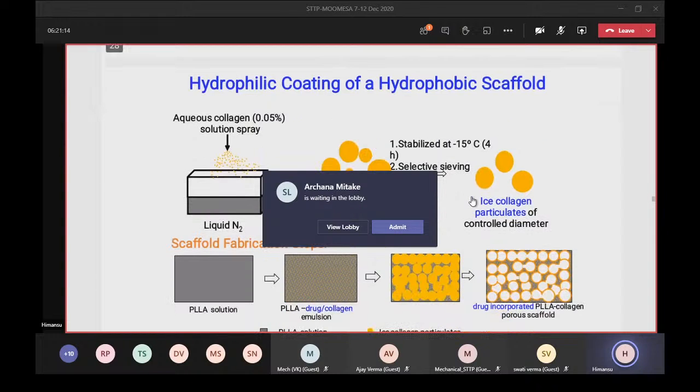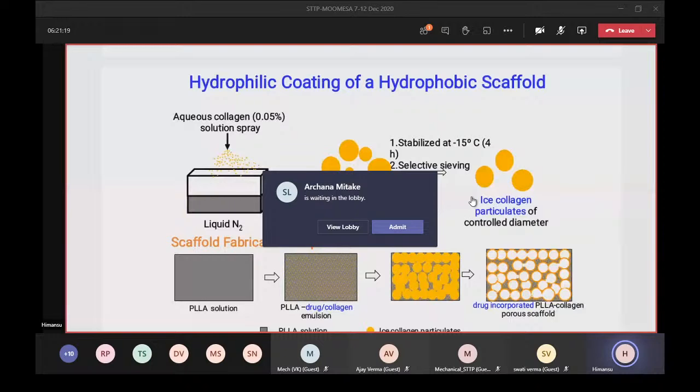I told you previously about the collagen scaffold. Now I will show you a combination scaffold, like PLA collagen and PLLA collagen. The technology is the same, so what are we creating differently here? Initially we create the ice particulate, but now I will prepare the ice particulate using not only ice, but ice collagen.